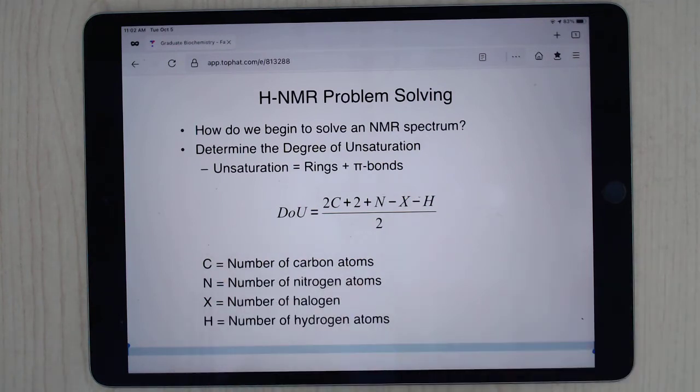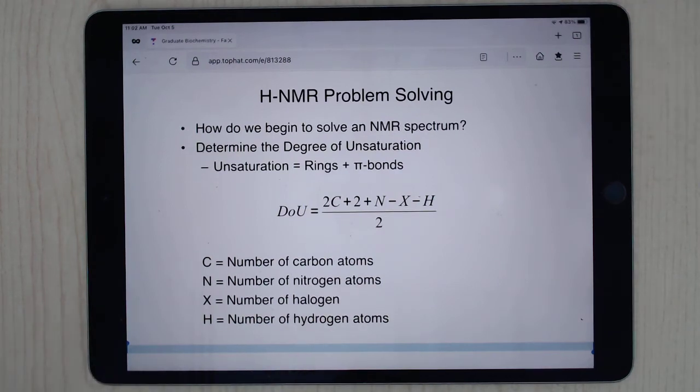Okay, so one of the first things is you're almost always given a chemical formula. When you have that, you can run a quick DOU check. You can just run it through this equation, and you can get some information. Do I have a pi bond? Do I have a ring? Do I not have either one of those? Having a 0 is really important, because then you know it's just going to be a straight chain. That can give you some information as to what to expect.